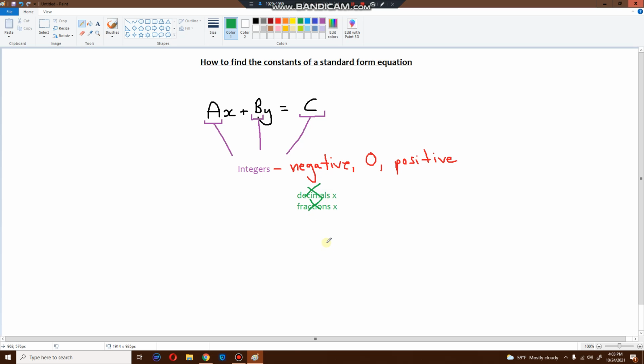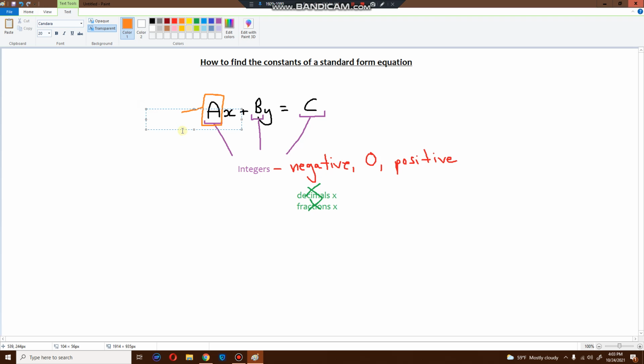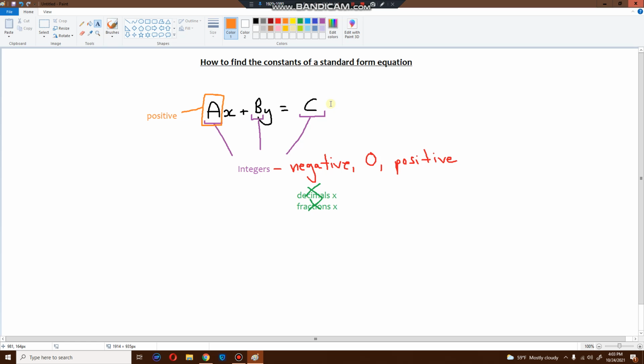And there's one more important rule that kids have got to remember. The letter A, or the constant A here, always, always, always has to be positive. It cannot be a negative number. And I'm going to show you an equation on how we can change if that is the situation. But let's try with something simple. Let's do a little simple exercise right now.